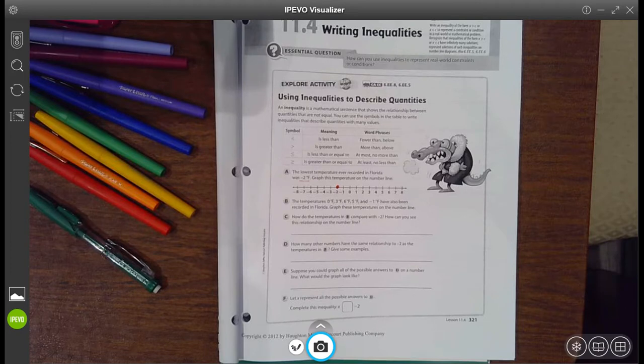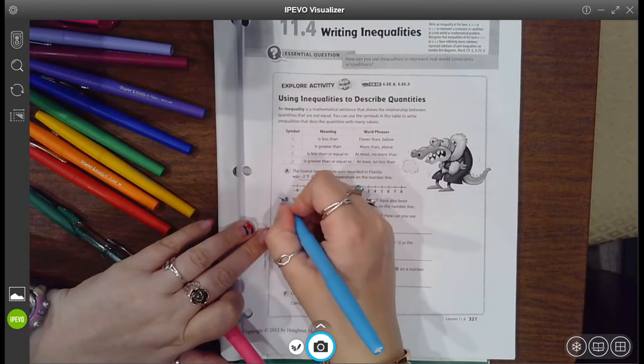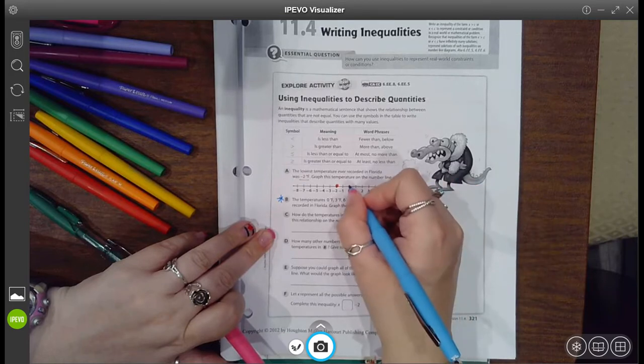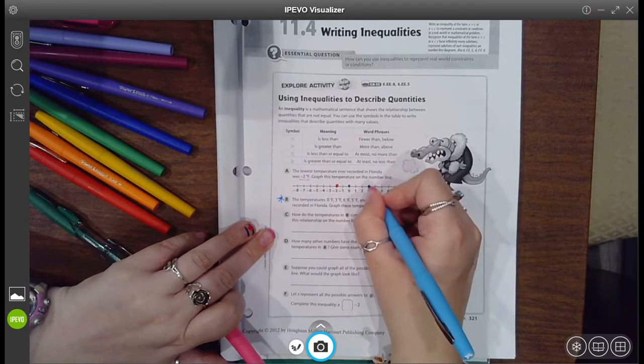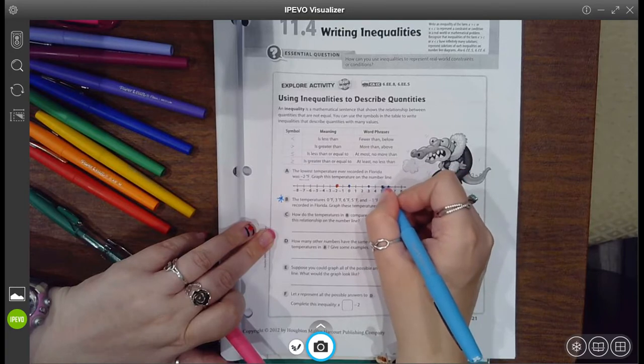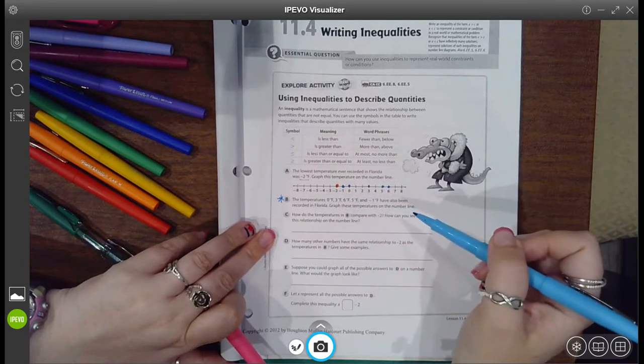Then B says the temperatures 0 degrees Fahrenheit, 3 degrees Fahrenheit, 6 degrees Fahrenheit, 5 degrees Fahrenheit, and -1 degrees Fahrenheit have also been recorded in Florida. Graph these temperatures on the number line. Okay, so why don't you go ahead and try to graph those. When you graph those, you just draw a dot at each of those points. So you drew a dot at 0, +3, +6, +5, and -1. Okay, and those were all the temperatures represented in B.